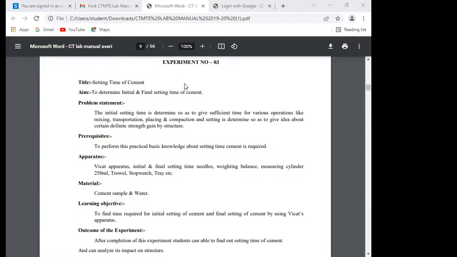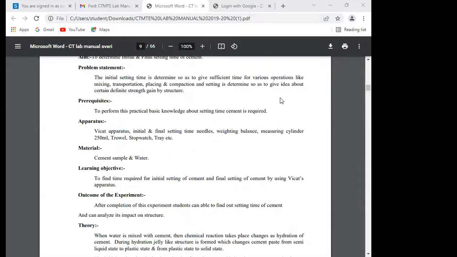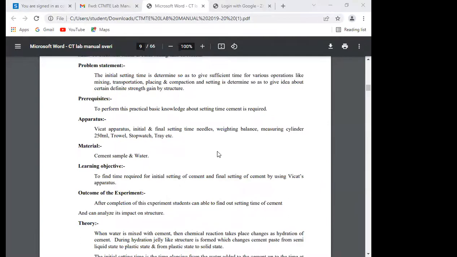Okay, just a minute, dear students. So what is the initial setting time and what is the final setting time? That is the first part that we are going to see at first in our today's experiment, and then we will discuss the procedure and other things regarding this particular practical.